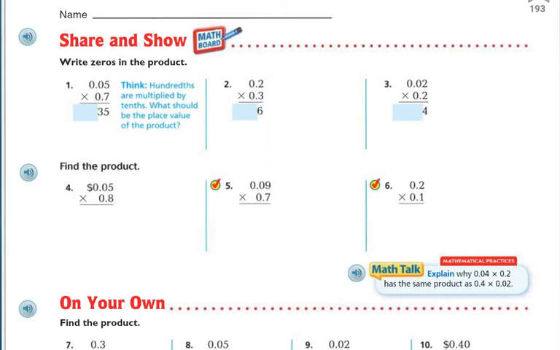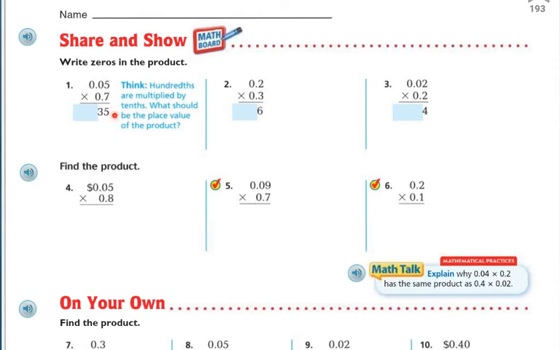All right, share and show. We're going to write the zeros in the product, okay? So here we go. On this one, they've already done the problem for us. 7 times 5 is 35. How many decimals do I need? Well, behind this decimal, I have 1, 2 place values. And behind this one, I have 1 place value. So altogether, I have 1, 2, 3 place values.